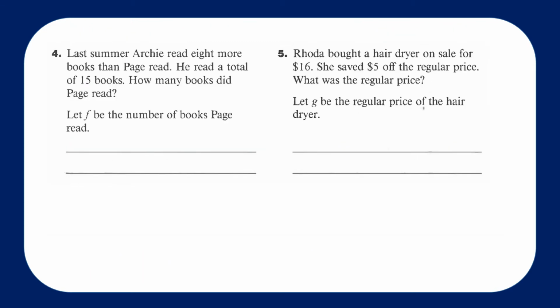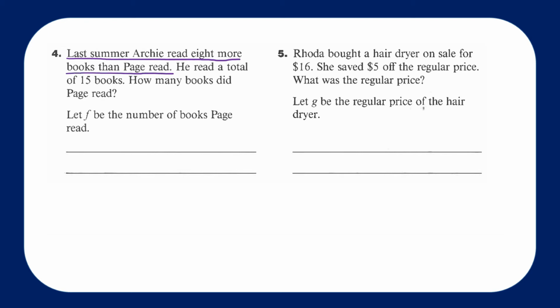Question number 4. Last summer, Archie read 8 more books than Paige read. He read a total of 15 books. How many books did Paige read? Let F be the number of books Paige read. Now, for some problems that might be sequential here, we can just start with each sentence. So let's start with the first sentence here.